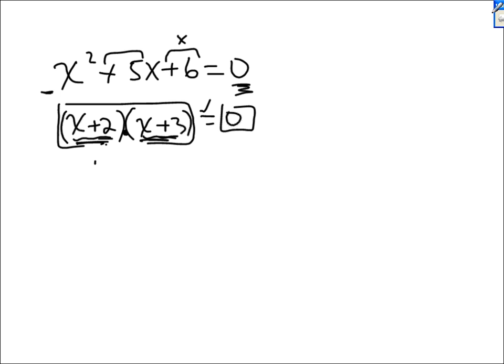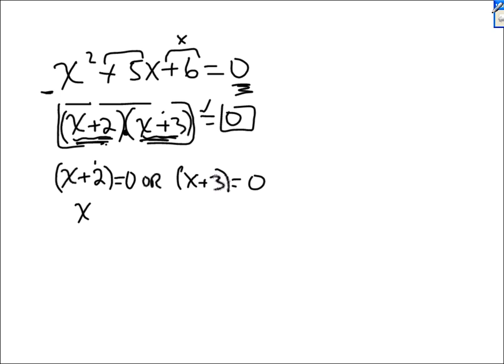The product is 0. So we're multiplying two numbers. We're multiplying x plus 2, and we're multiplying x plus 3. One of them must be 0. After all, if, like a moment ago, x plus 2 was 7 and x plus 3 was 8, the product wasn't 0. One of those has to be 0, else the product will not be 0. And if one of them is 0, it doesn't matter what the other one is.